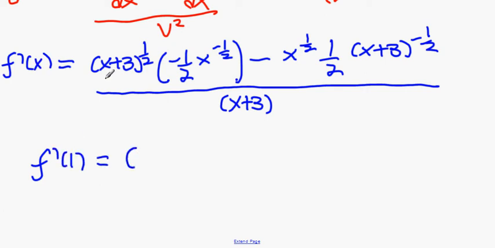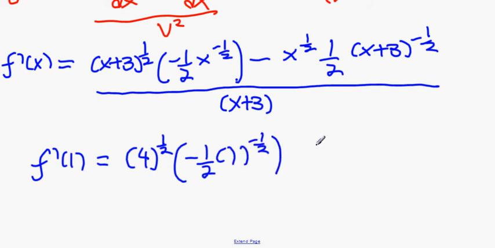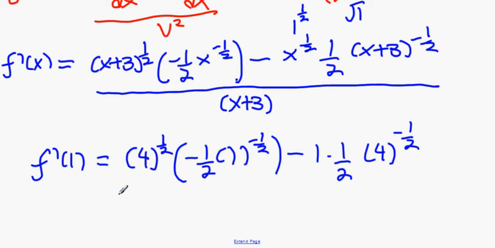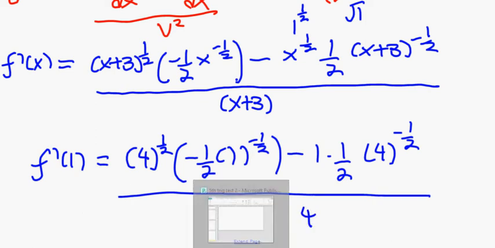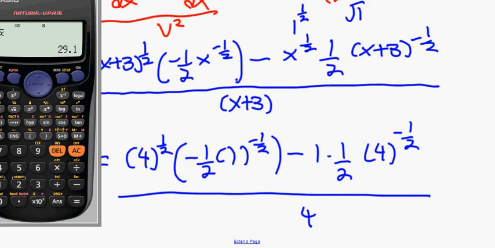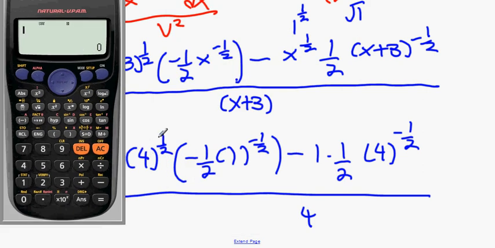So you're going to end up with 1 plus 3, 4 to the power of a half, multiplied by minus a half times 1 to the power of minus a half. Then you're going to have minus, what's 1 to the power of a half? What's the square root of 1? 1. So you're going to have 1 multiplied by a half, multiplied by x plus 3, which is going to be 4 to the power of minus a half, all over 4. You could do that in one fell swoop if you want. Okay? 4 to the power of half is 2, by the way. It means the square root of 4, so I'm just going to put down 2 instead.